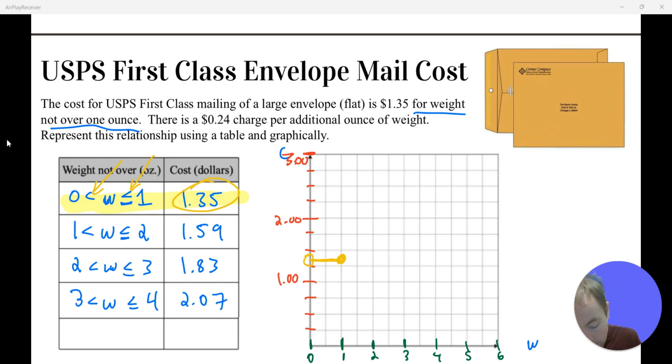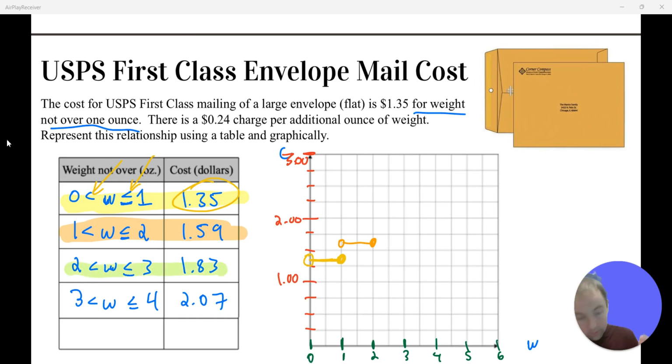So then if we jump now to the next little interval right here, when the domain is between 1 and 2, it ends up costing $1.59. So $1.59 is going to be right here. So you get another little piece of the function, another little step on the staircase, so to speak. And that's exactly what the graph of this is going to look like.